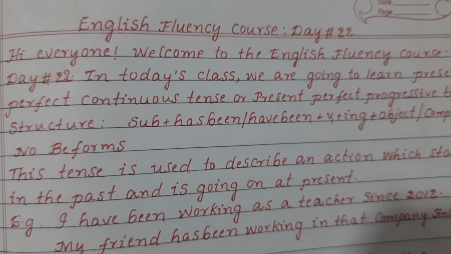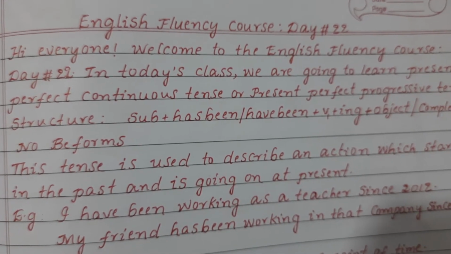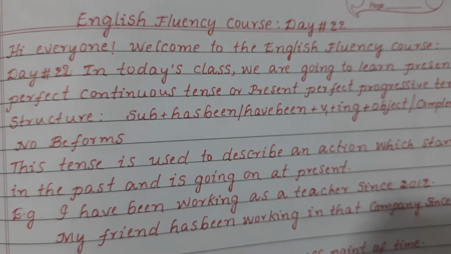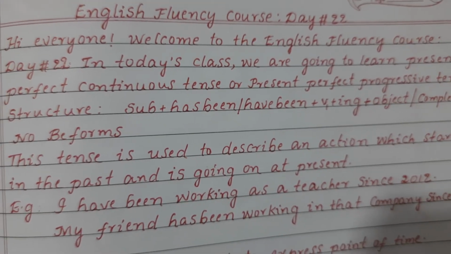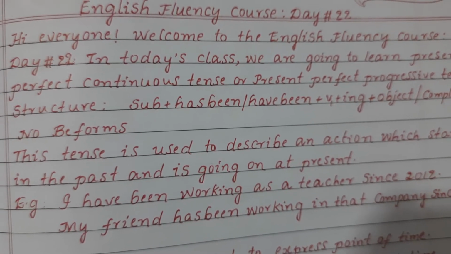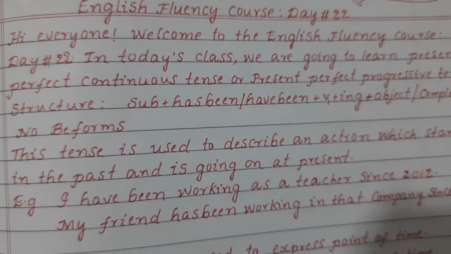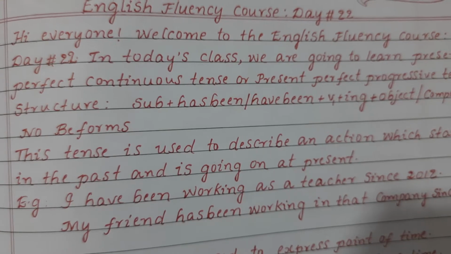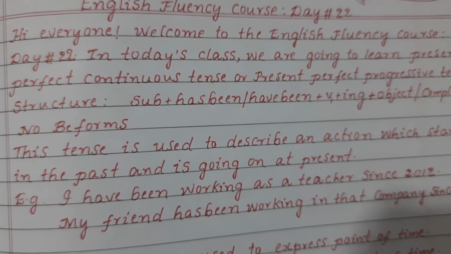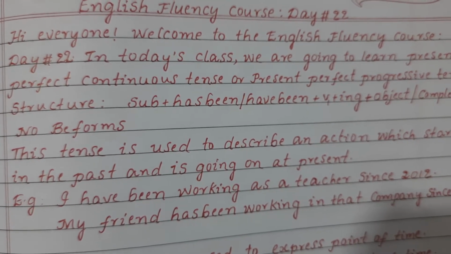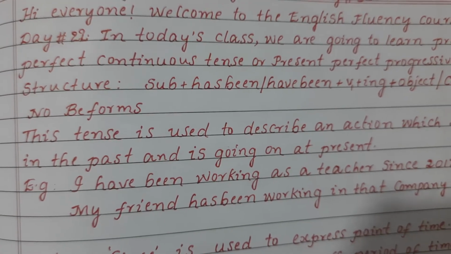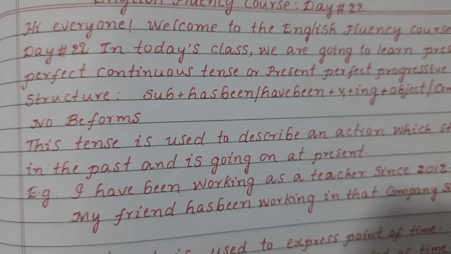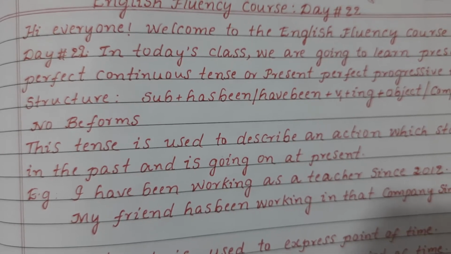In today's class, we are going to learn present perfect continuous tense or present perfect progressive tense. The structure of this tense is subject plus has been or have been plus verb 1 plus ing form plus object or complement. No be forms for this tense. The present perfect continuous tense has no be forms.